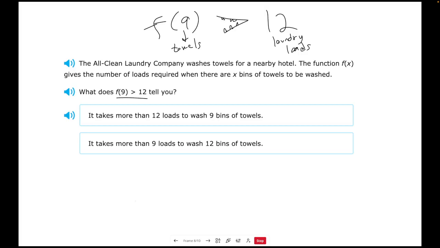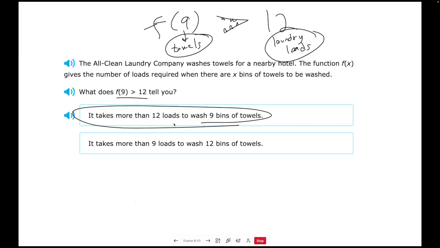So this says that when I have 9 bins of towels, it will take more than, or greater than, 12 laundry loads, right? So when I have 9 bins of towels, that would be this answer right here. It takes more than 12 loads to wash 9 bins of towels, right? This is reversed. This is backwards, okay?